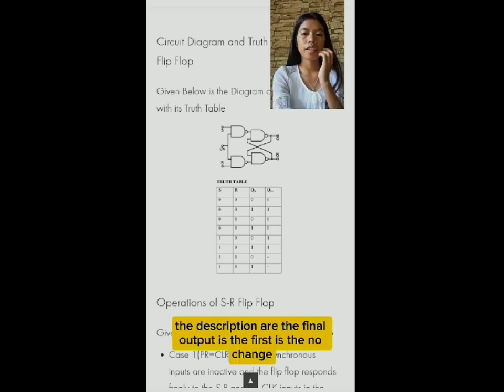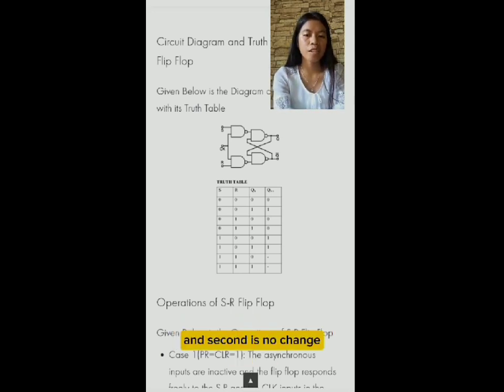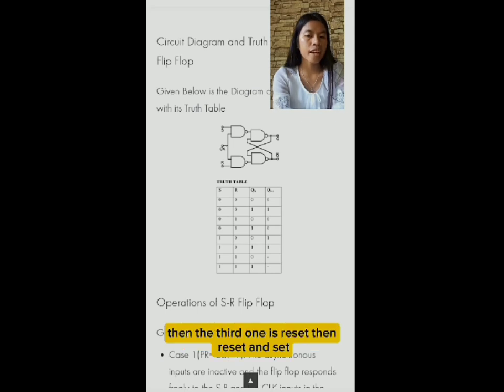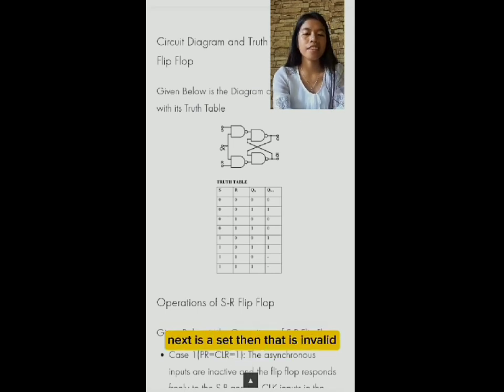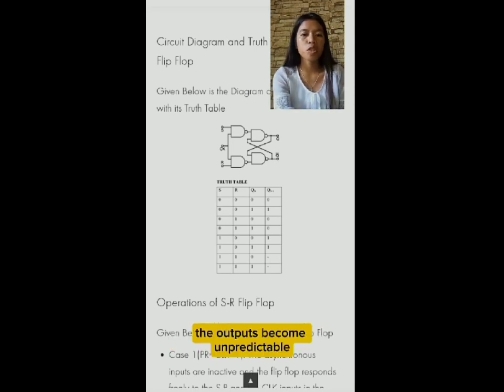The description of the final output is: first, no change, and second, no change. The third one is reset, then reset, then set. Next is reset, then last is invalid. Note, when S equals R equals 1, the outputs become unpredictable due to both NAND gates being forced low, which breaks the stable feedback. So this is the invalid state.